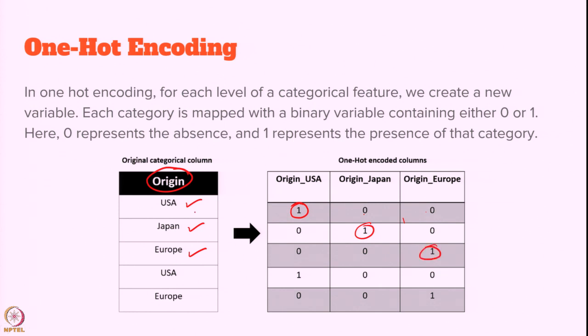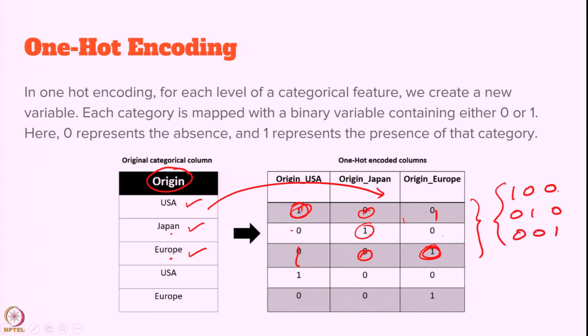Now if you change this, say for example USA as 001, Japan the same 010 and Europe as 100, it still works. You just have to give 3 distinct numbers. If there are 3 categories, you will use 3 columns: 100, 010 and 001. The order can be anything. You can give Japan 100, Europe 010 and USA 001. It will not matter. However many categories there are, that many columns you will create and fill.